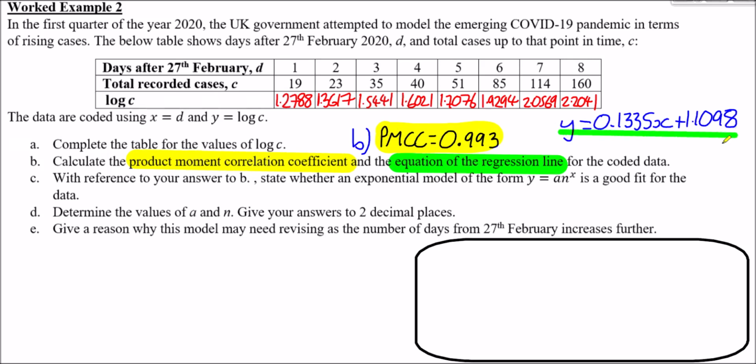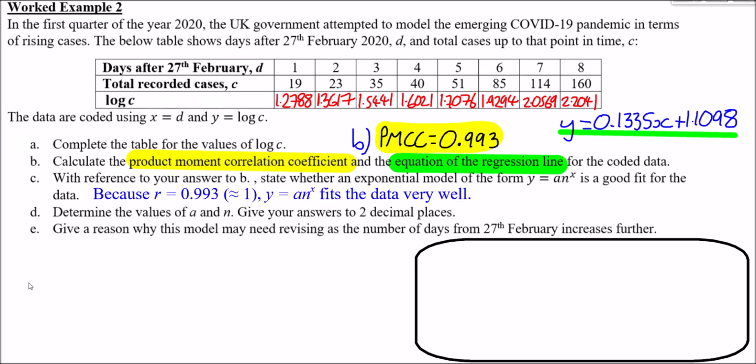So for C, with reference to your answer to B, state whether an exponential model of the form y equals a n to the x is a good fit for the data. Well, like I've just said, it's almost too good. This PMCC is really close to 1, which would suggest that an exponential relation is an excellent fit. So for C, we want to write something along these lines: because r is 0.993, which is approximately equal to 1, it's so close to it, this would suggest or imply that y equals a n to the x fits the data very well indeed.